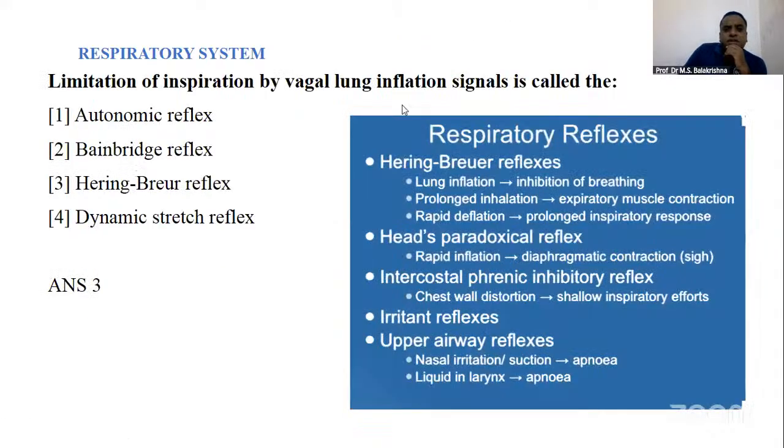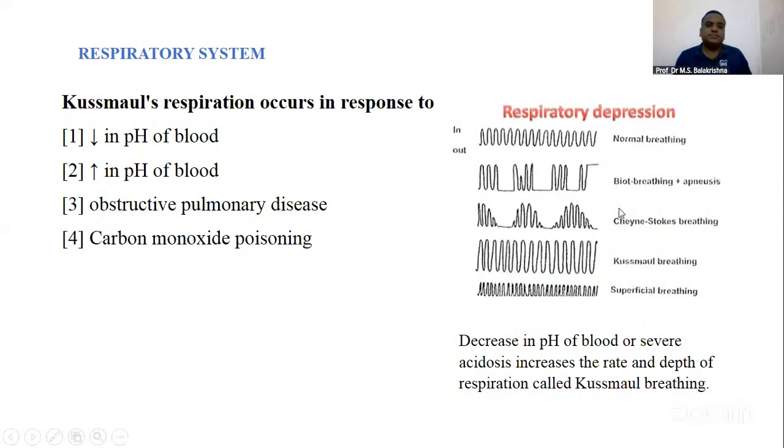Limitation of inspiration by vagal lung inflation signal is called the Hering-Breuer reflex. So it's a direct question. Hering-Breuer reflex is lung inflation, inhibition of breathing. So lung inflation is stopped and inhibition of breathing happens. That is called the Hering-Breuer reflex.